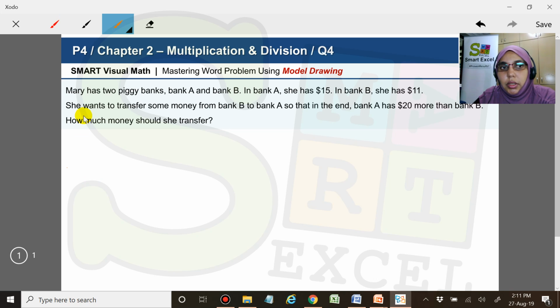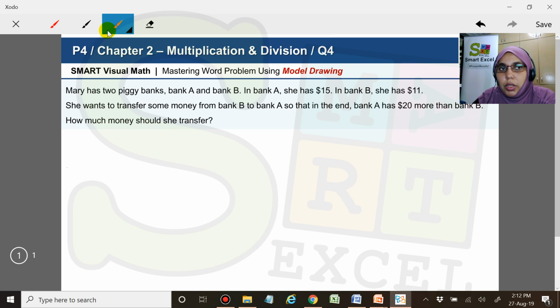In this tutorial is P4, Chapter 2, Multiplication and Division, Question 4. Mary has two piggy banks, Bank A and Bank B. In Bank A, she has $15. In Bank B, she has $11. She wants to transfer some money from Bank B to Bank A so that in the end, Bank A has $20 more than Bank B. How much money should she transfer?